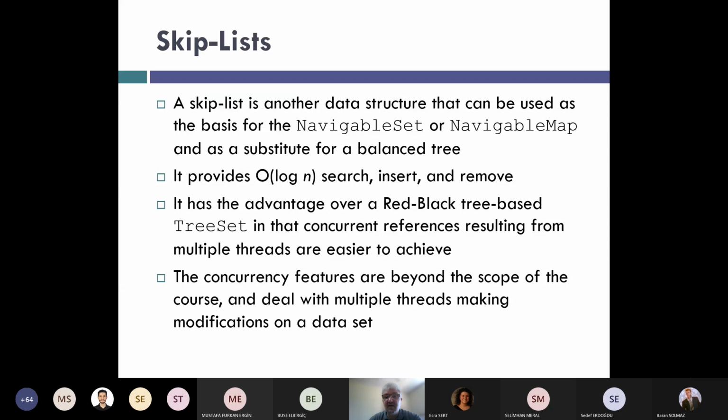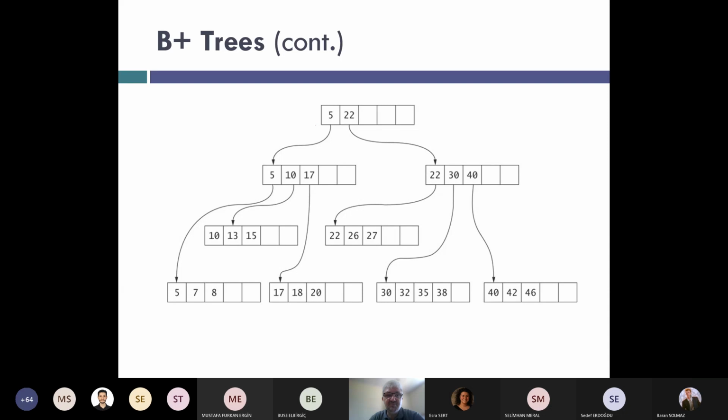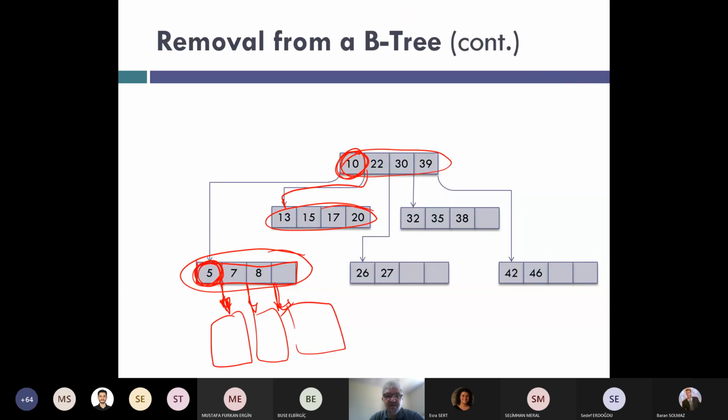Okay, next topic is the skip list. We are going to introduce the skip list today, and we are going to continue and finish the discussion tomorrow. So is there any question about B tree or B plus tree? Actually, the removal process of B tree, probably.